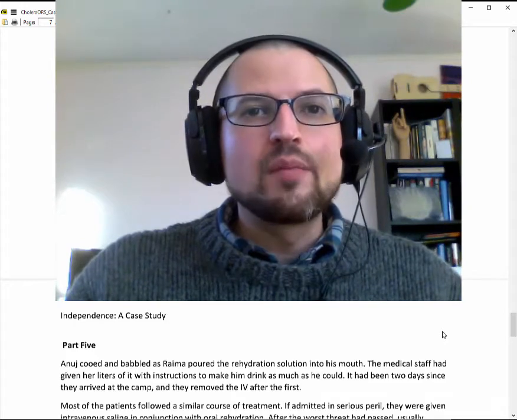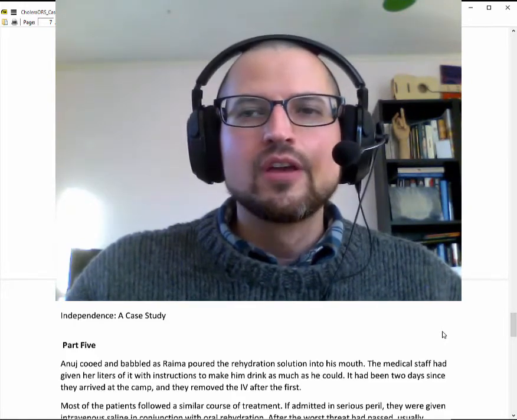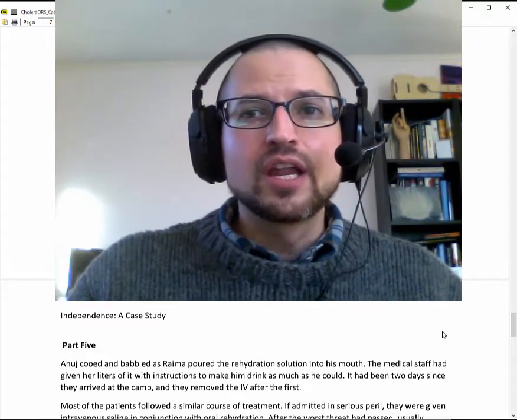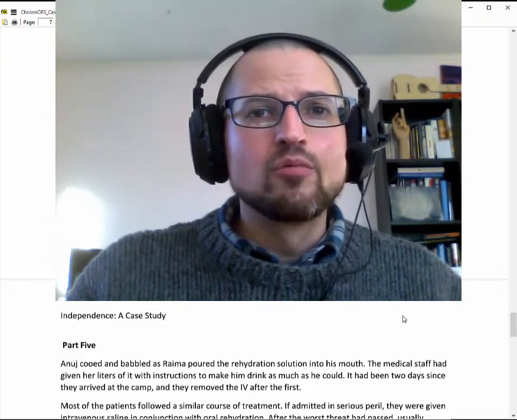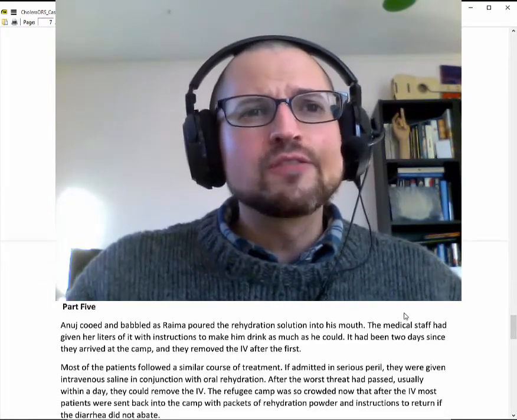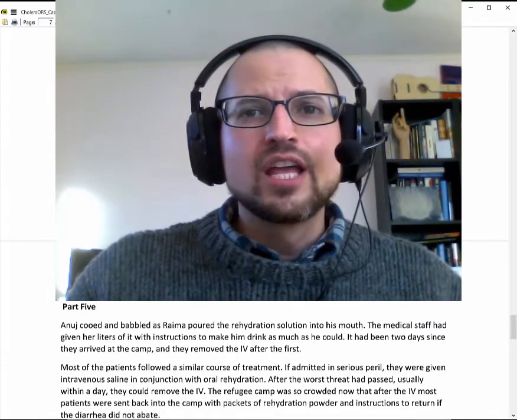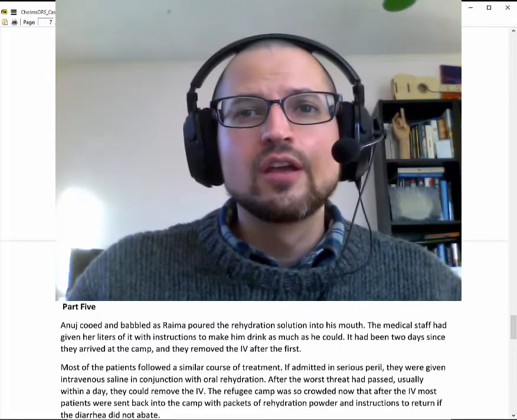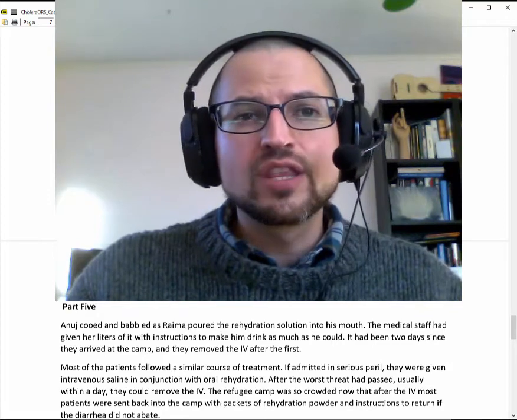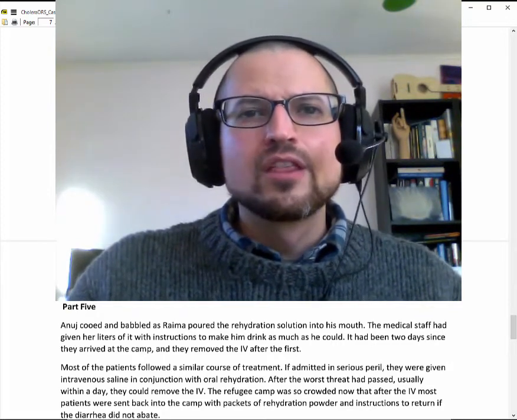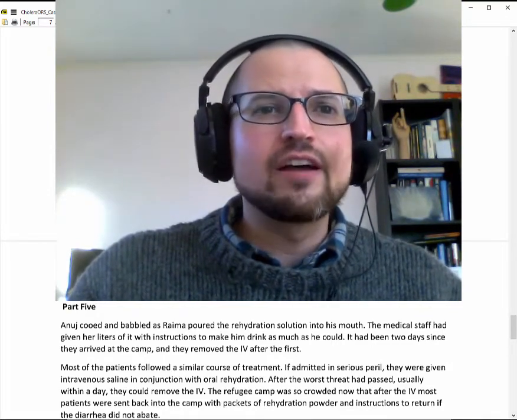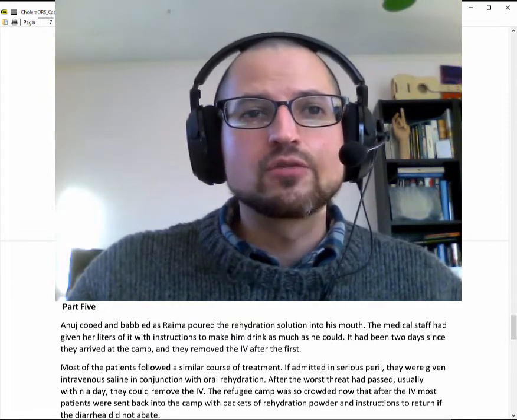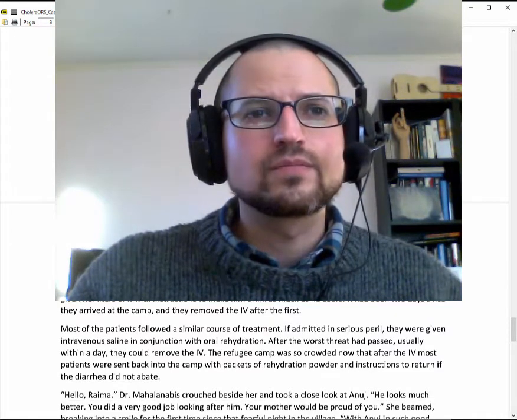Anuj cooed and babbled as Rima poured the rehydration solution into his mouth. The medical staff had given her liters of it with instructions to make him drink as much as he could. It had been 2 days since they arrived at the camp, and they removed the IV after the first. Most of the patients followed a similar course of treatment. If admitted in serious peril, they were given intravenous saline in conjunction with oral rehydration. After the worst threat had passed, usually within a day, they could remove the IV. The refugee camp was so crowded now that after the IV, most patients were sent back into the camp with packets of rehydration powder and instructions to return if the diarrhea did not abate.